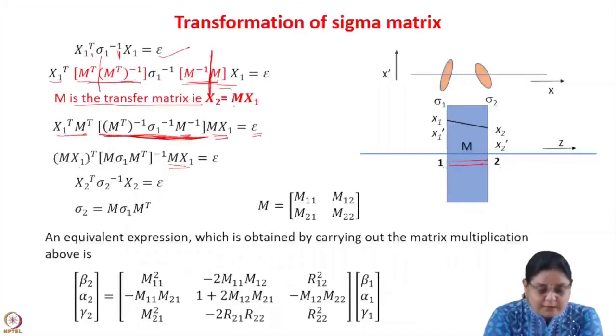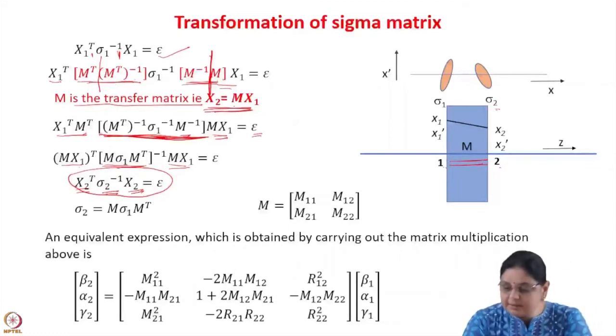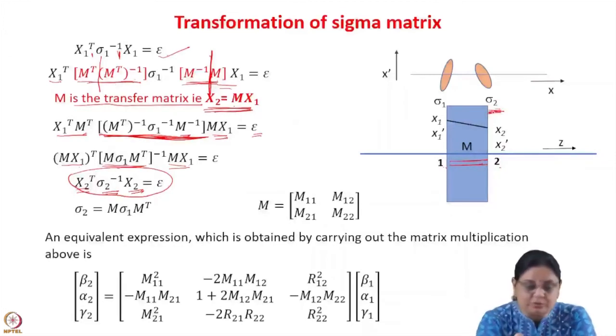Now we know that X2 is equal to MX1. So instead of MX1, we write X2 here. So this is X2 transpose. Let us call this thing sigma 2. So here this becomes sigma 2 inverse, and this is again MX1 equal to X2. So now from this, we get this expression, which is simply the equation of the ellipse at location 2. So we started with the equation of the ellipse at location 1, and we have arrived at the equation of the ellipse at location 2.